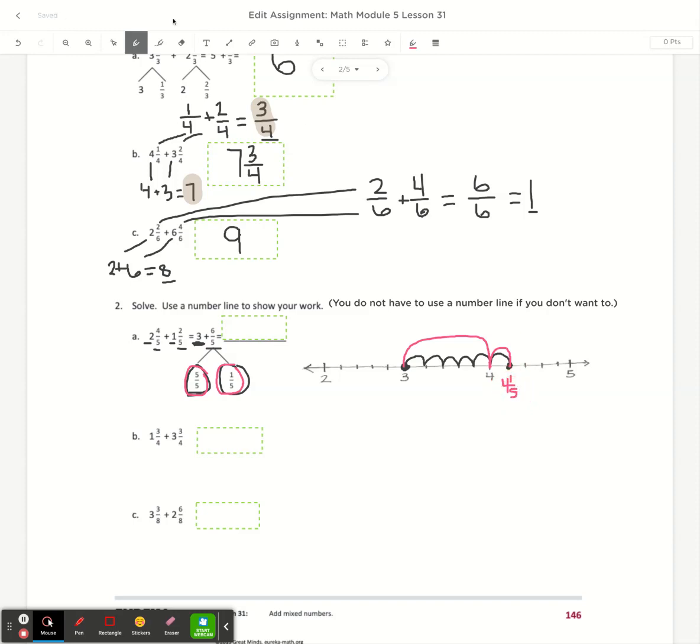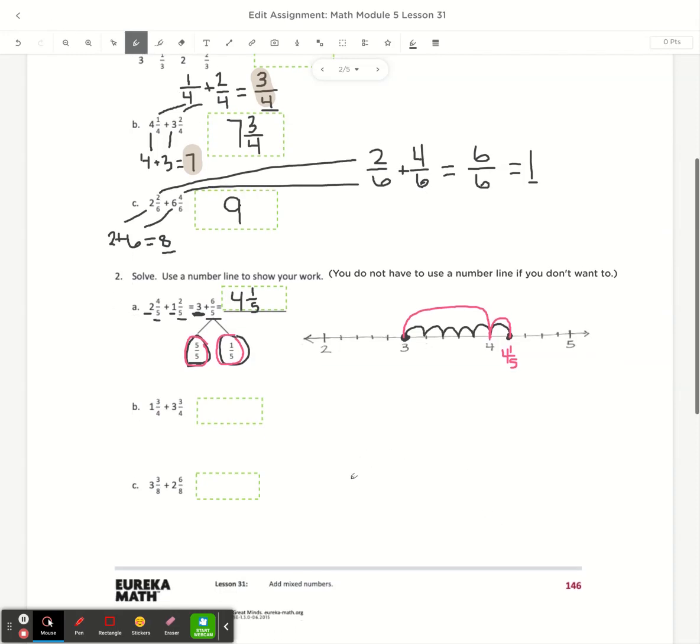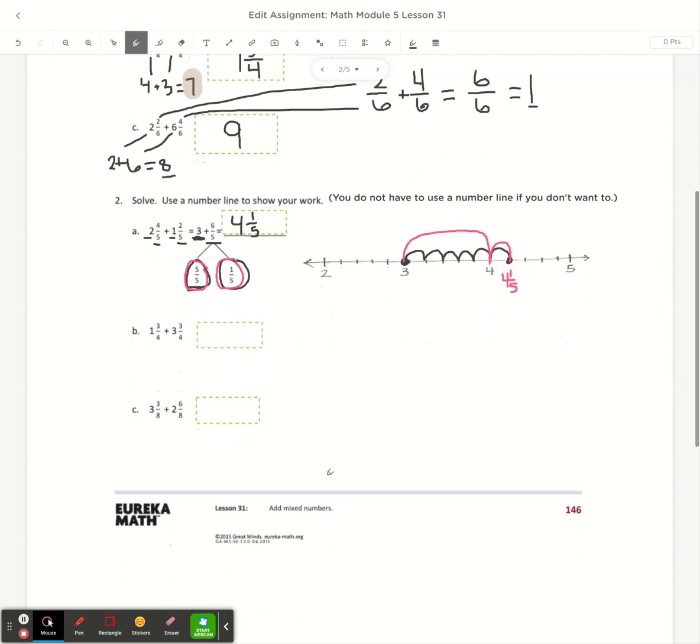And again, you guys do not have to do the number line. It is only a tool to use if it helps you. So like I said, I'm going to show the number line for this example, but moving forward, I'm just going to plain old add the fractions together. So let's move on to part B.